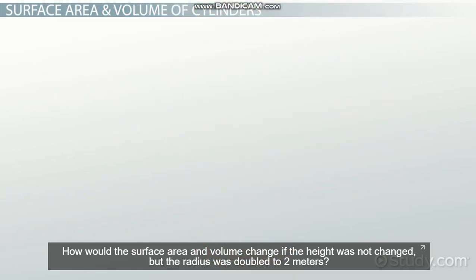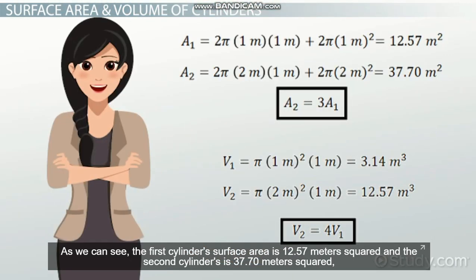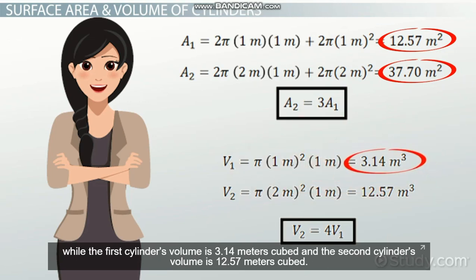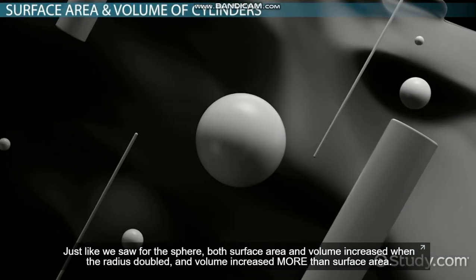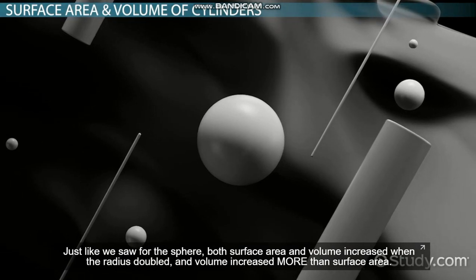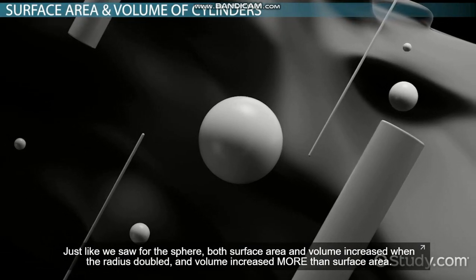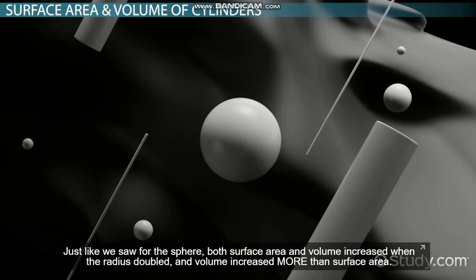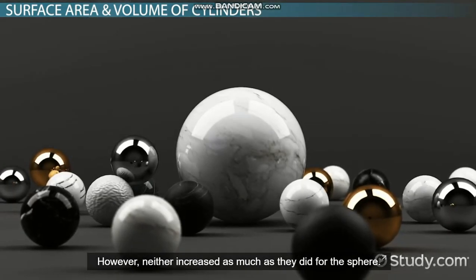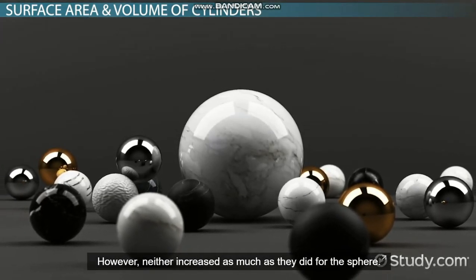As we can see, the first cylinder's surface area is 12.57 meters squared, and the second cylinder's is 37.70 meters squared, while the first cylinder's volume is 3.14 meters cubed, and the second cylinder's volume is 12.57 meters cubed. Just like we saw for the sphere, both surface area and volume increased when the radius doubled, and volume increased more than surface area. However, neither increased as much as they did for the sphere.